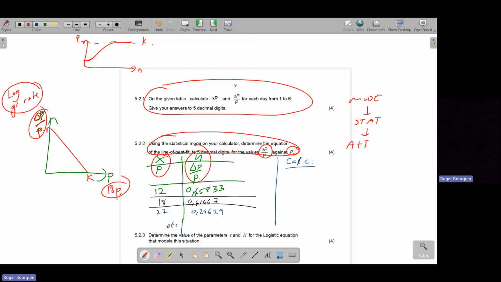So we're going to press whatever button on your calculator it is. We're going to go A plus BX, which is button number 2 on my calculator. Then you're going to get a column. This column is going to appear, X and Y. So X is P, Y is delta P over P.